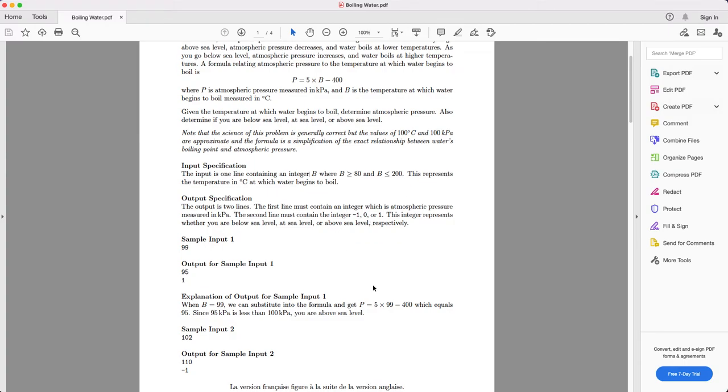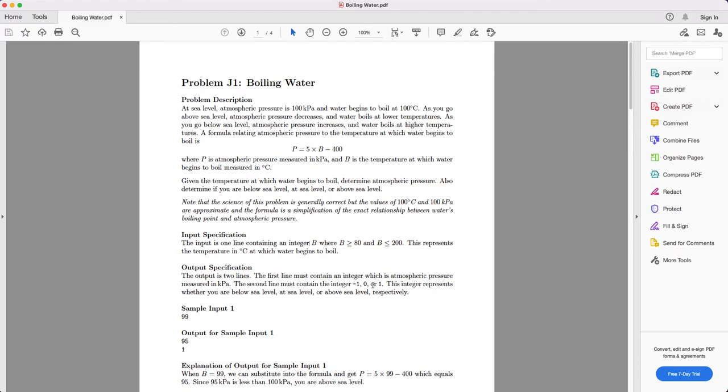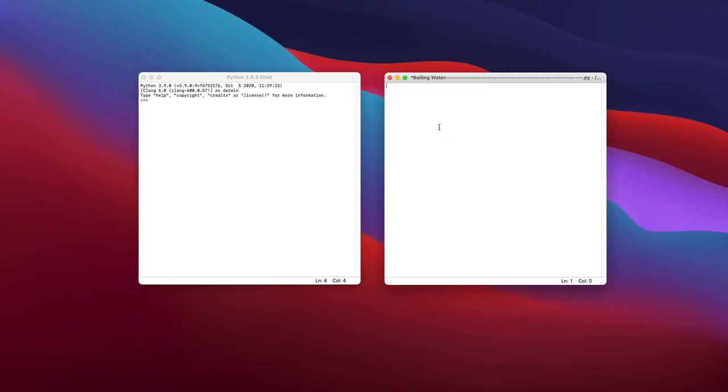All right, this seems like a pretty easy question. Just before we get started, it is important to note these three lines right here. At sea level, the atmospheric pressure, or AP, is 100 kPa, and water begins to boil at 100 degrees Celsius. As you go above sea level, the AP decreases and water boils at lower temperatures. As you go below, atmospheric pressure increases and water boils at higher temperatures. So knowing that information, let's get started with our problem.